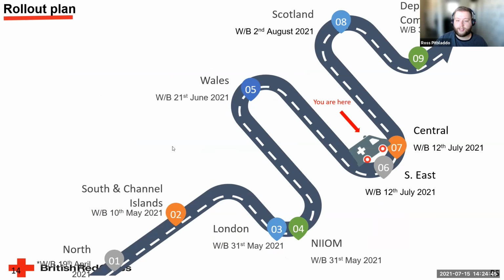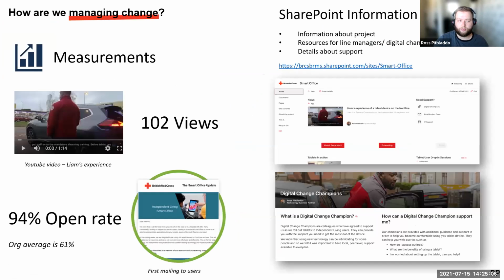So this is our roadmap. We do have a little ambulance which indicates where we are. So we are between 6 and 7 of the areas that we've rolled out to, with just Scotland left after that. This slide will be included though, so you'll be able to look at this in your own time.